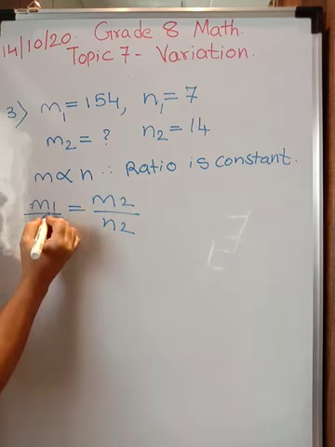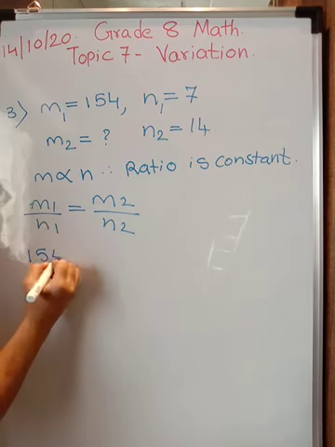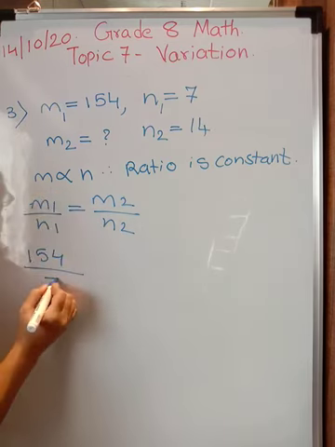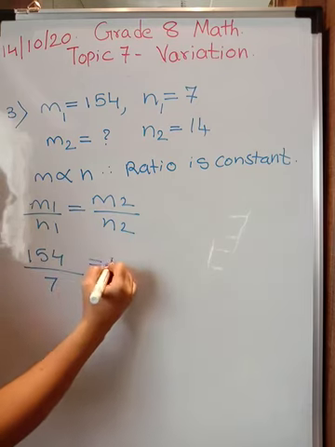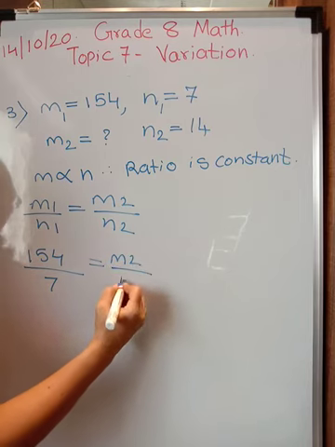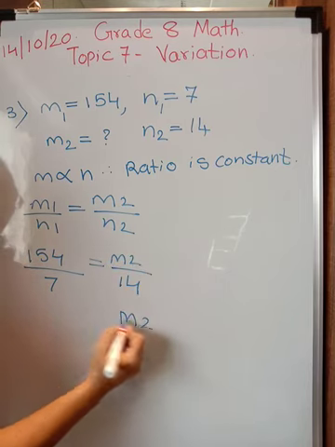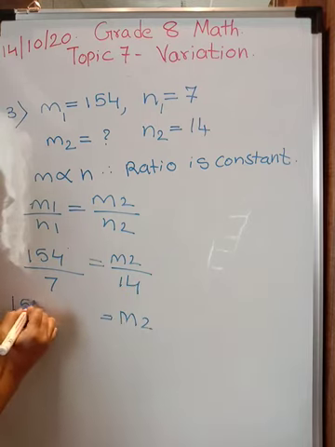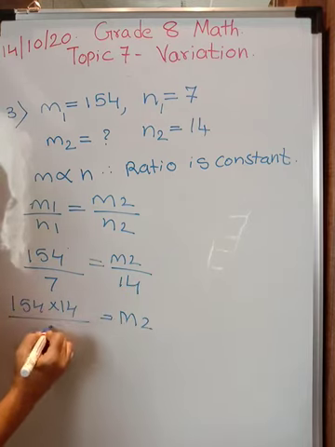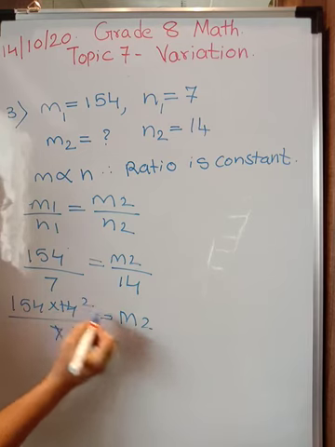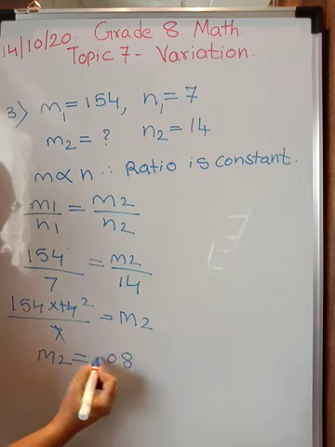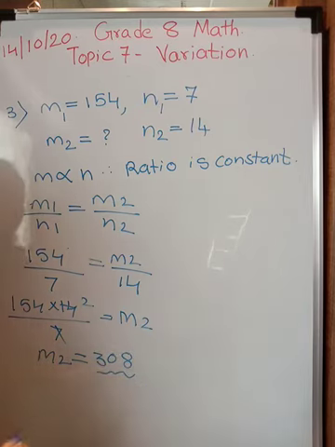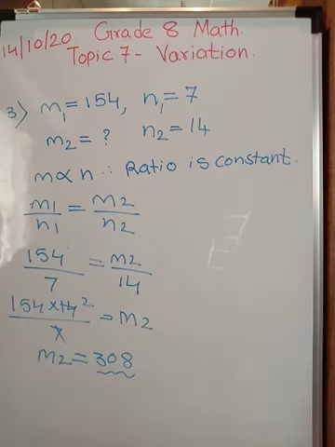Alright. Now what is M1? Substitute 154 upon N1, which is 7, equal to M2 upon N2, which is 14. I want to find out M2. What will M2 be equal to? 14 will go here, so 154 into 14 upon 7. 7 ones are 7, 7 twos are 14, so 2 into 154. So M2 will be equal to 308. Isn't it easy? Alright. So please keep in mind the ratio is constant when they are in direct proportion.